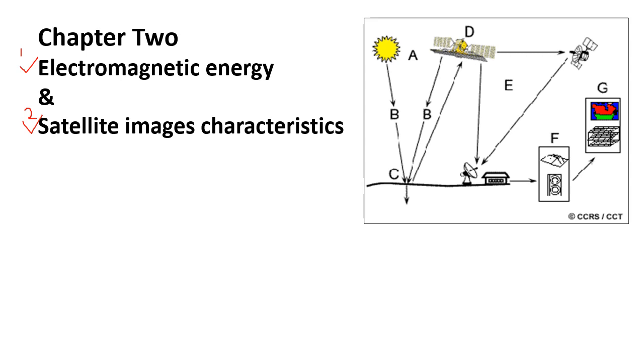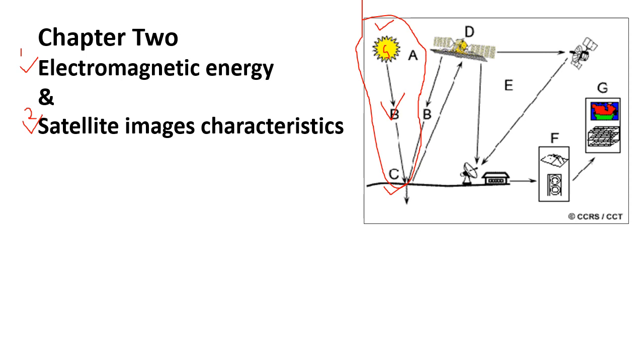The electromagnetic energy is related to A, B, C. So in the electromagnetic energy, we will focus on this A, B, C part here. What is electromagnetic energy? Electromagnetic energy from the sun, how it interacts with the atmosphere, and how it interacts with the surface or the target. So this is the first group, and in this group we will learn electromagnetic radiation and electromagnetic spectrum.